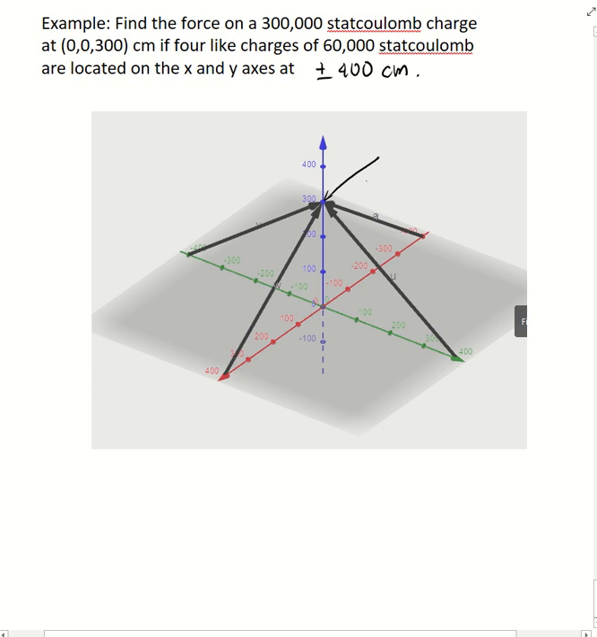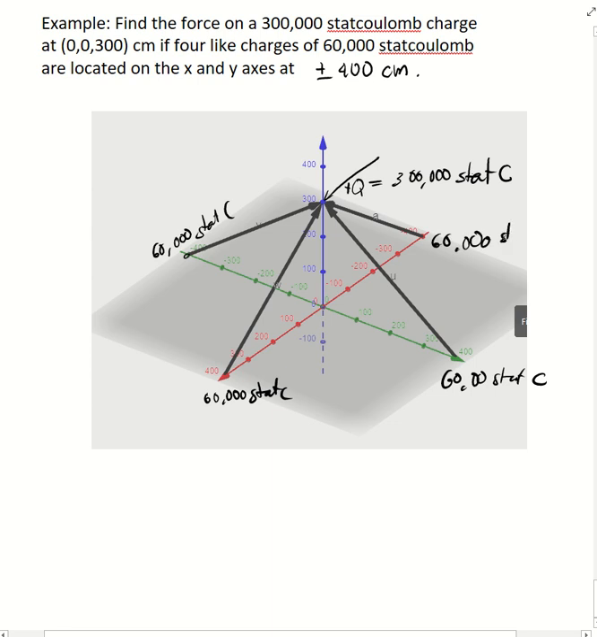And the charge here is actually, let's call it Q1, or just simply Q, which is equal to 300,000 stat C. Then all the charges, so this is positive, or all the charges here, let's call it this point, they are all 60,000 stat coulomb, 60,000 stat C, 60,000 stat C, 60,000 stat C, and 60,000 stat C.